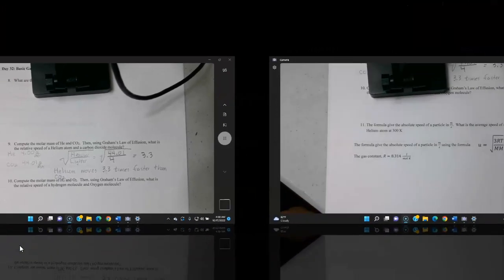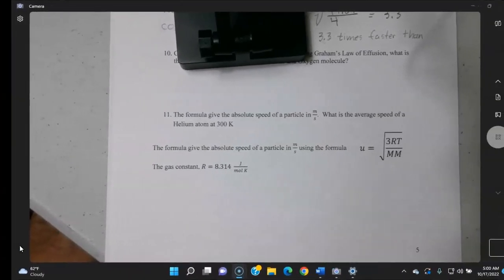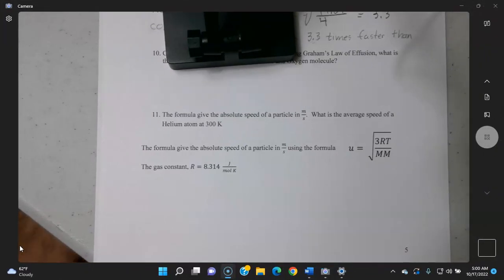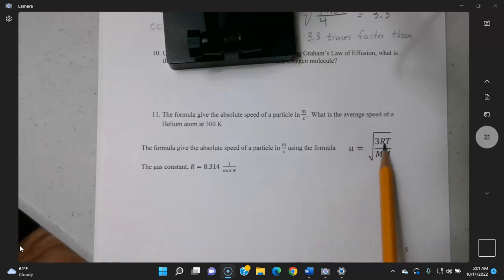Okay, number 11, the formula. This formula gives the absolute speed of a particle in meters per second. So now you're not just giving a relative speed that Graham's law gives you. You're actually giving the actual speed in meters per second. So what is the average speed of a helium at 300 Kelvin? So the formula here is the square root of 3R, gas constant, times T over the molar mass.